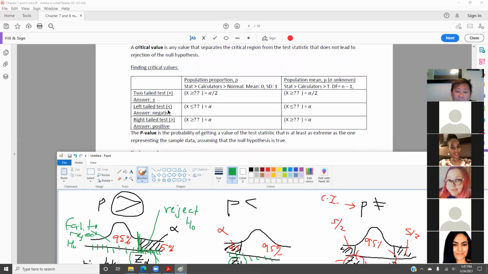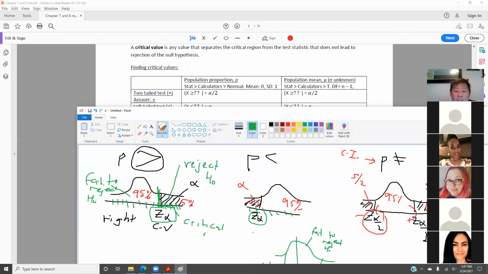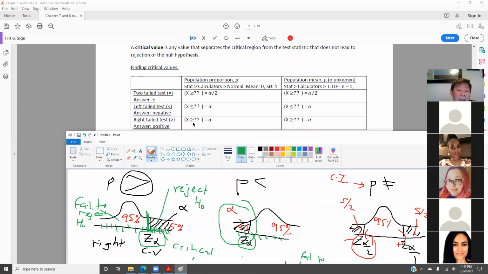If it's a left tail test, you just need to switch that greater than or equals to to less than or equals to, but this time it's going to be alpha. The reason why we don't use over 2 is because in a left tail test, the whole 5% is alpha. You don't divide by 2. Same thing with the right tail test. You just need to flip the sign to greater than, and then this is alpha. Again, because in the right tail test, your alpha is the whole 5%. You don't divide by 2.